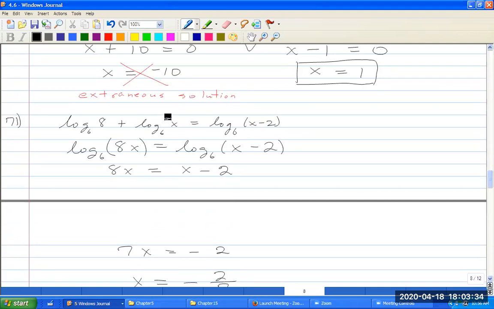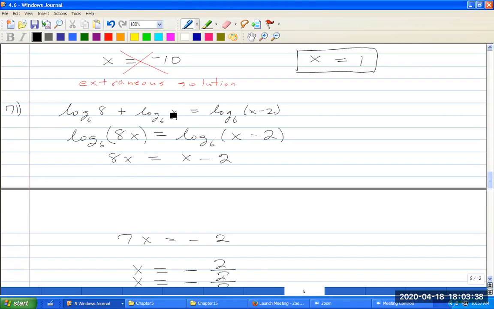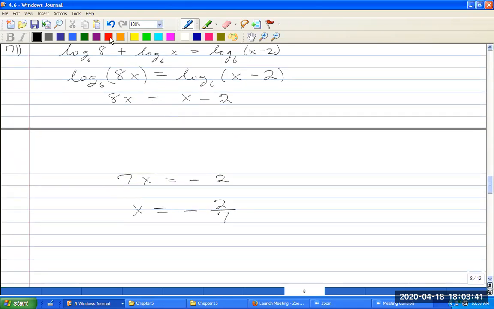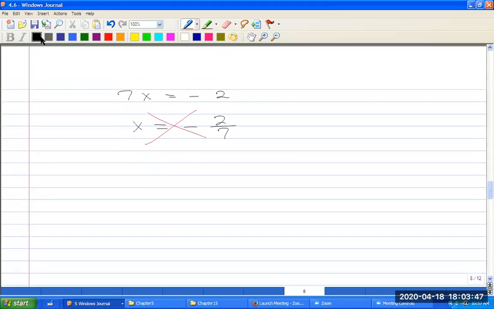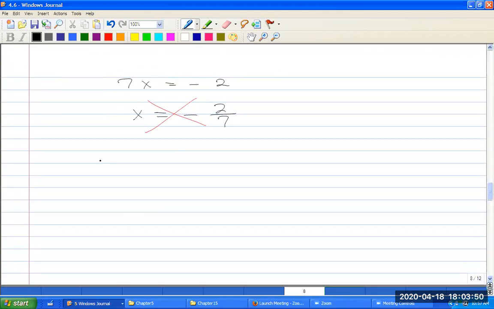Plugging back into the original equation, we have log base 6 of -2 over 7. Well, that's not going to be a real answer. And so I'll get rid of that. This was the only possible answer. Since this was the only possible answer, then this equation has no solution. So it could be that you try to solve it, but you don't get an answer. So this has no solution.